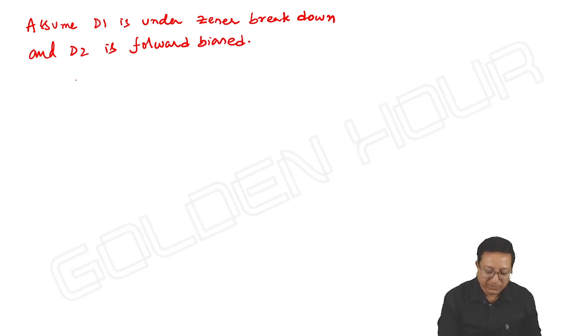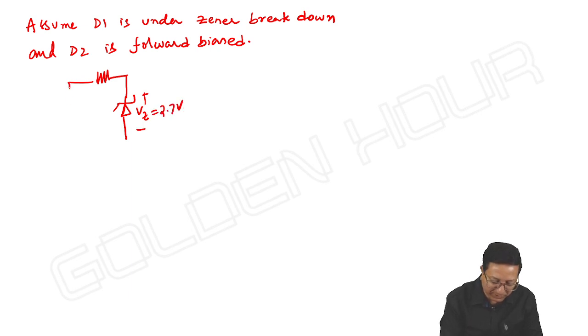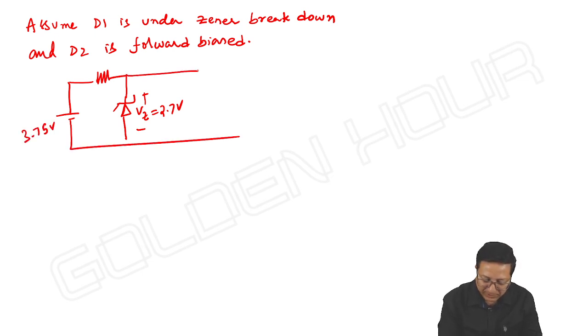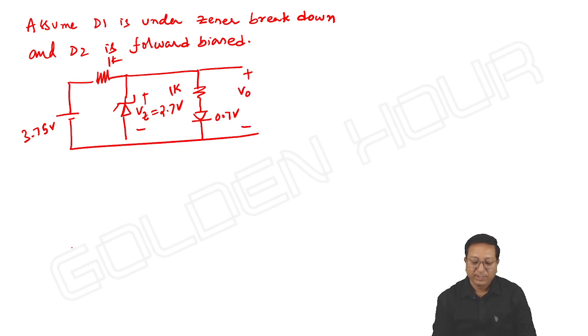If so, what can we write for D2? I'm just showing it by means of its VZ, whose value is 2.7 from cathode to anode. It is a 3.75 volt, and D1 is forward biased, voltage across it is 0.7 volts, 1 kilo ohm and 1 kilo ohm, output. So it looks like our output is equal to VZ, that is 2.7 volts.